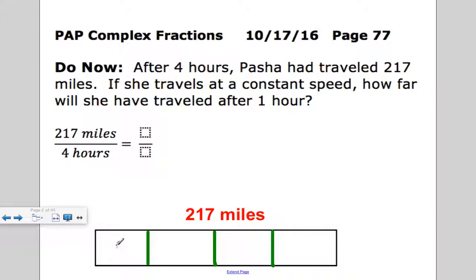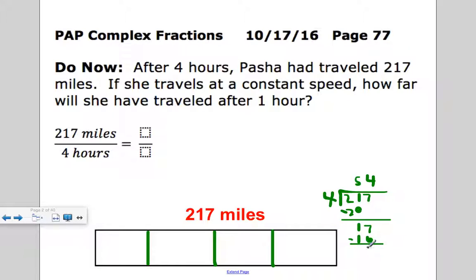So how many miles will go to each hour? Let's divide: 217 divided by 4. Can 4 go into 2? No. Can 4 go into 21? 5 times. If you subtract that, you get 1. I bring down the 7. Can 4 go into 17? 4 times, which is 16. And I have 1 left over.